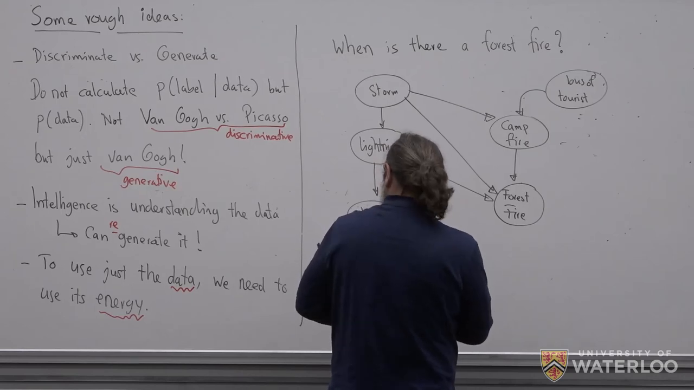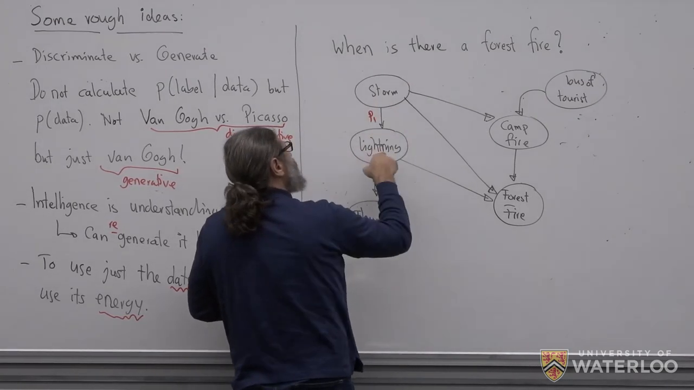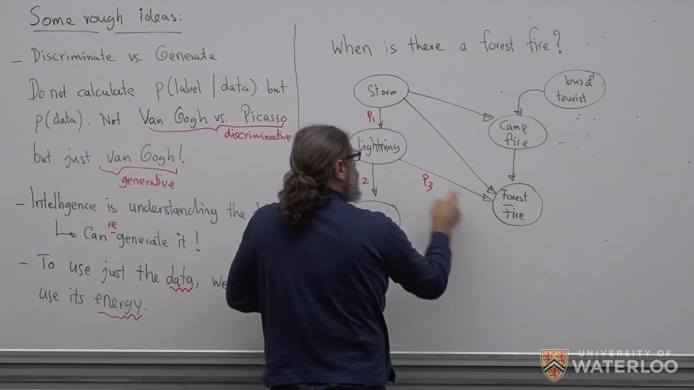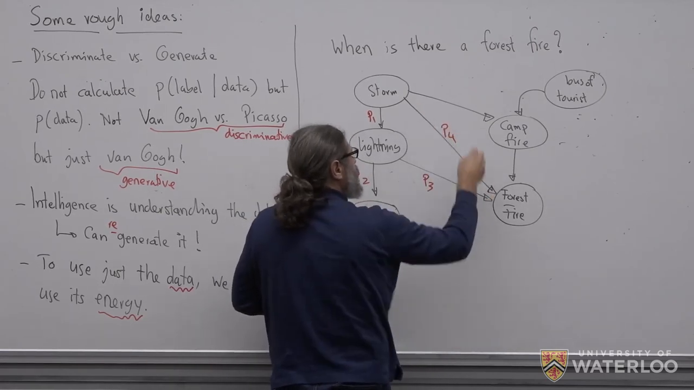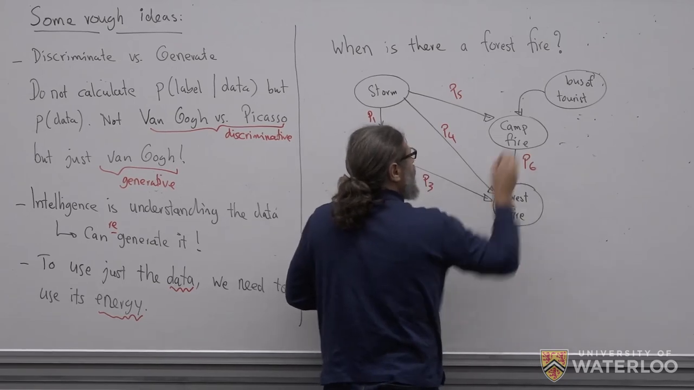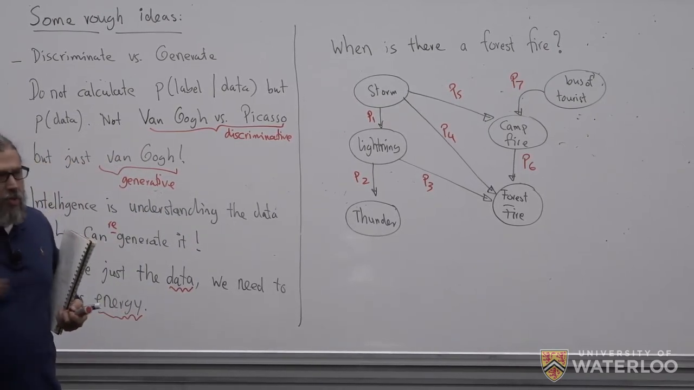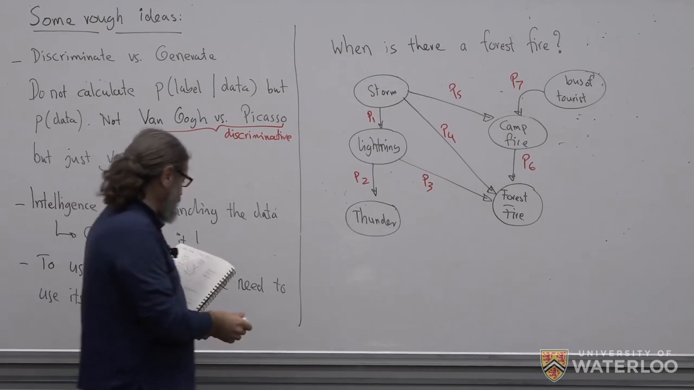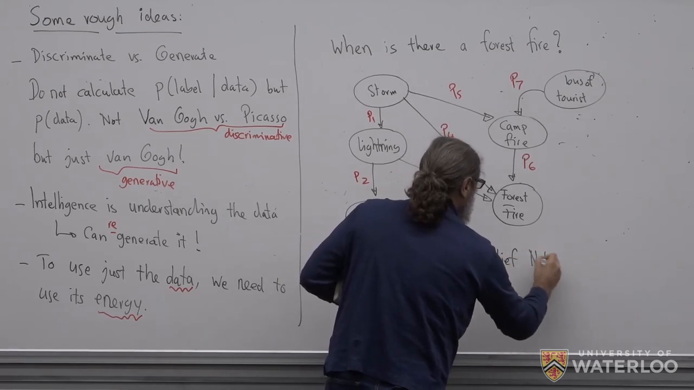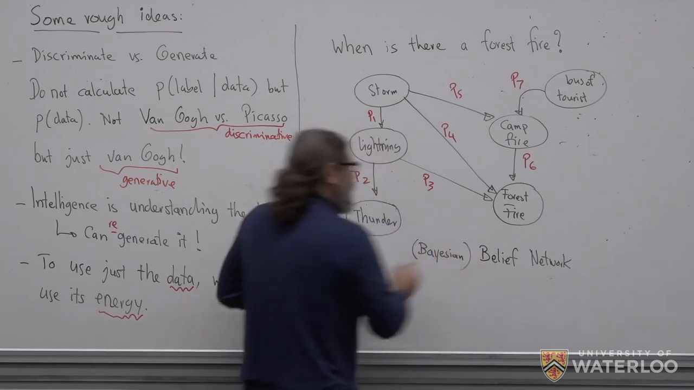So, of course, there is a probability that when there is a storm, there is lightning. There is a probability that when there is lightning, there is thunder. There is a probability that when there is lightning, there is forest fire. There is a probability that when there is a storm, there is forest fire. There is a probability when there is a storm, there is a campfire, and there is a probability when there is a campfire, there is forest fire, and there is a probability that when people come, they make campfires. We can do some observation and collect that data. We call this a belief network, and under some conditions, we can call it a Bayesian belief network.